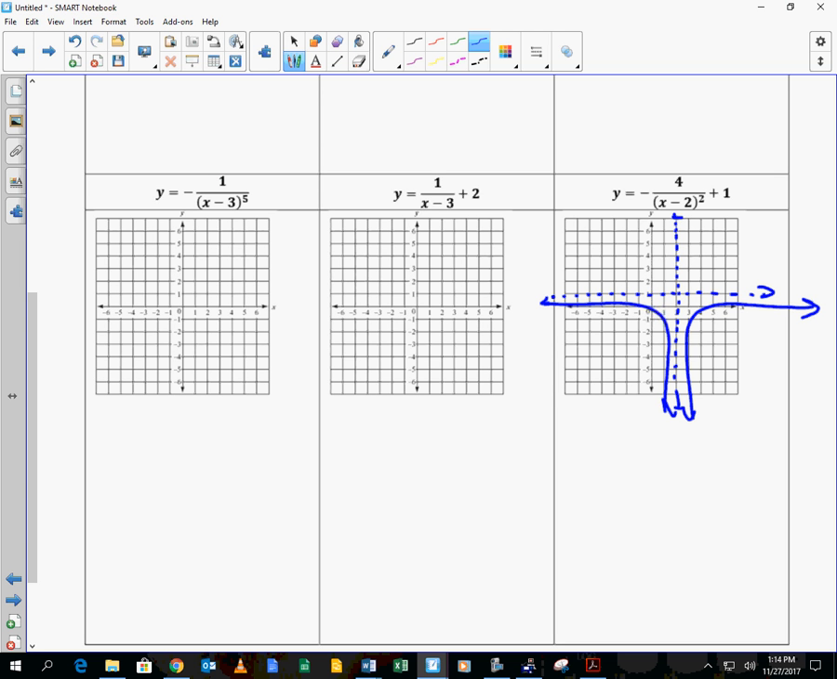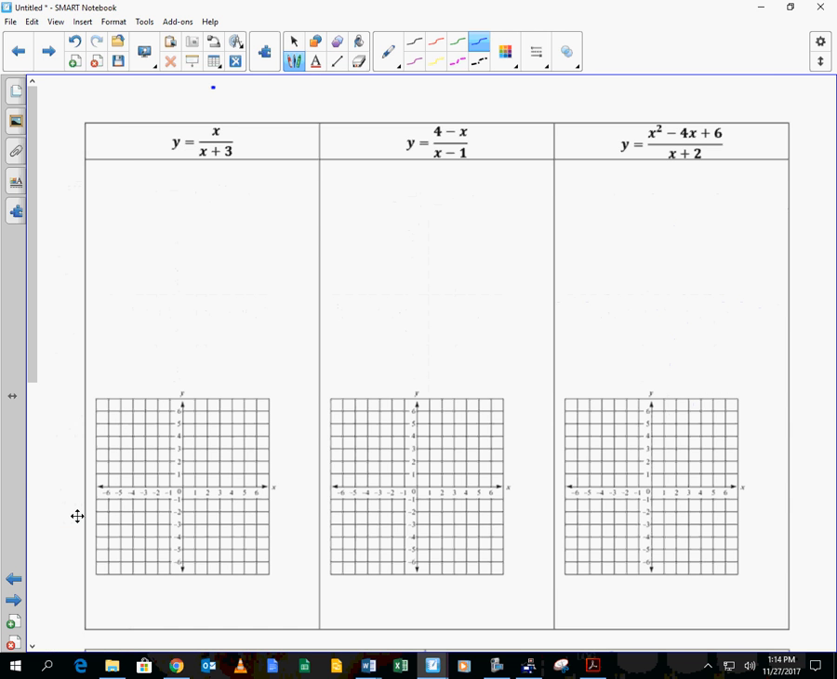This one right here? Yeah, exactly. If it's an odd degree, then it's going to be in opposite quadrants. Yep. Good? Okay, flip it over. So that was easy peasy. Let's look at something that's not easy.